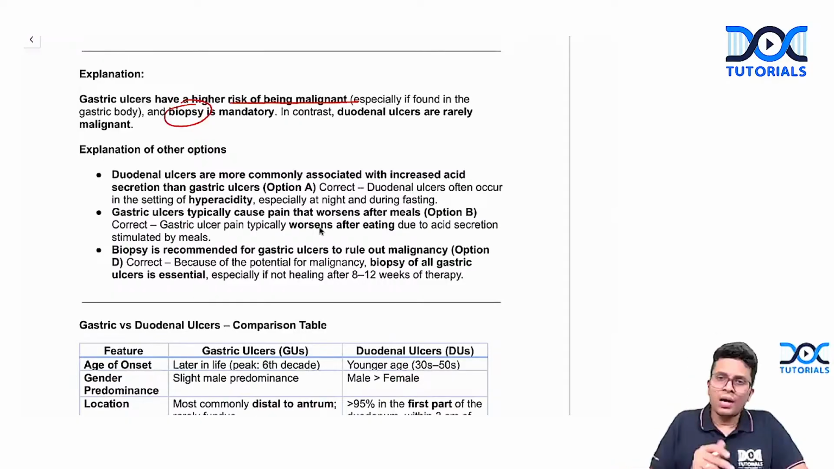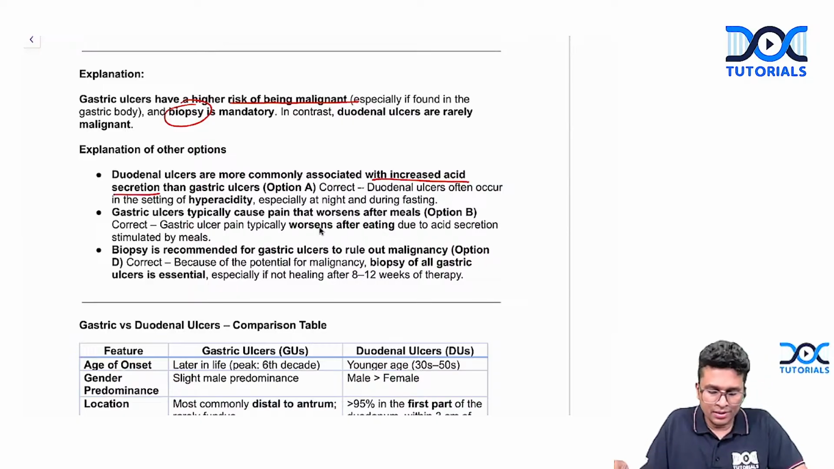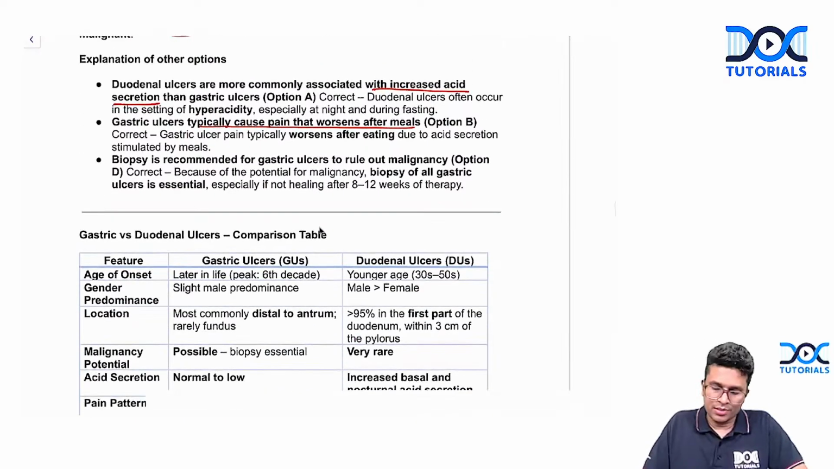Duodenal ulcers are caused by increased acid secretion more than gastric ulcers. It's a true statement. Gastric ulcer pain worsens after meals is true, whereas duodenal ulcer pain is relieved after food intake. Biopsy is recommended for gastric ulcers to rule out malignancy.